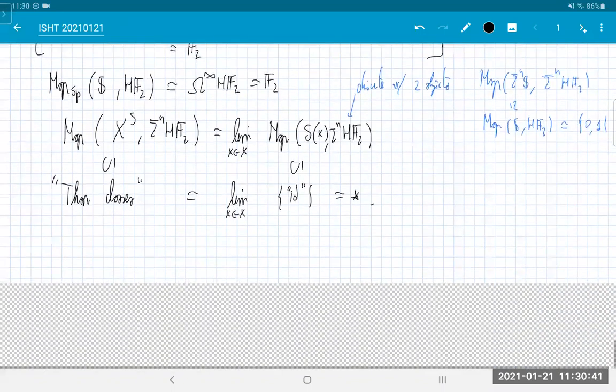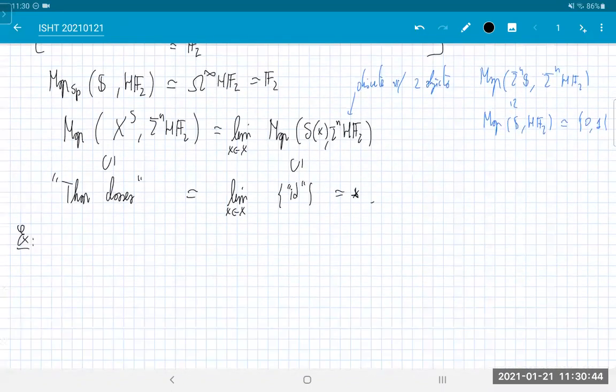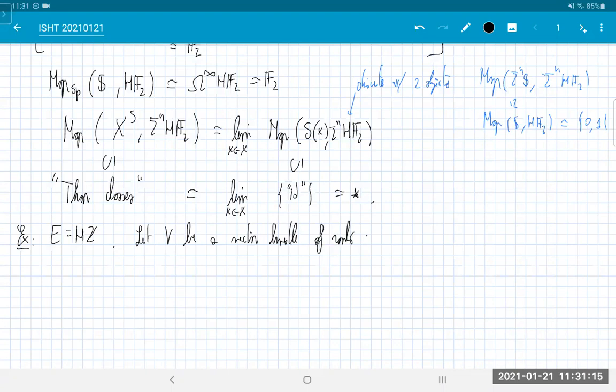Although maybe I shouldn't. Now let's say another example. So E equals HZ. And let me say it for a vector bundle. So you can adapt this easily to stable spherical fibrations, actually. But an orientation, let V be a vector bundle of rank n.